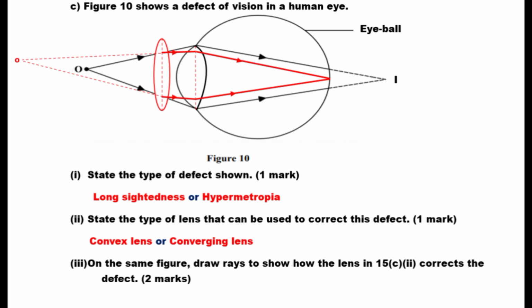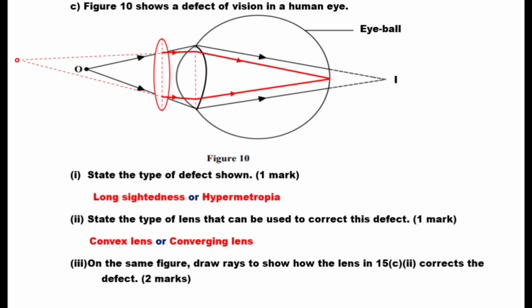So you can see the object, we have the eyeball, and then the image formed outside the retina. Roman 1, state the type of defect. Because this eye cannot see an object which is close to the eye, the problem here is long-sightedness. In other words, this eye can see objects which are far, but it cannot see objects which are near. That is what we call long-sightedness or hypermetropia.